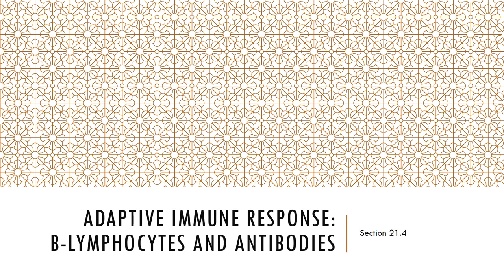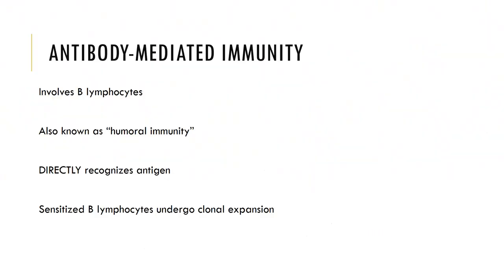Now let's look at some of the adaptive immune responses involving the B lymphocytes and antibody-mediated immunity. Antibody-mediated immunity has certain properties associated with it. It is provided by the action of B lymphocytes, which are produced in the red bone marrow and remain there to mature.